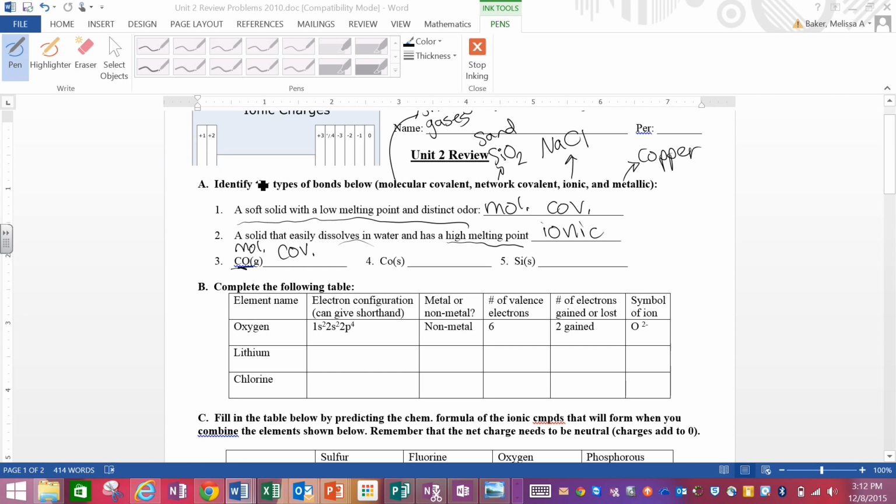Cobalt is one of the transition metals. So that would be like copper. So this would have metallic bonding. Plain old silicon, that's a solid. This is a tough one. It's a non-metal, okay, and it is most similar to sand. It's network covalent. It's a hard solid.